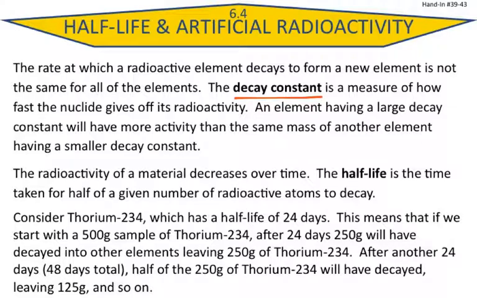Some elements decay extremely quickly, much less than 1 second. Other elements decay over a matter of billions of years. Let's take, for example, thorium-234. It has a half-life of 24 days. So if we start with 500 grams of it, 24 days from now we'll have 250 grams that have decayed and 250 grams still present as thorium-234. After another 24 days, giving us 48 days in total, we'll be down to 125 grams of thorium. After 72 days, we'll be down to 62.5 grams, and so on.